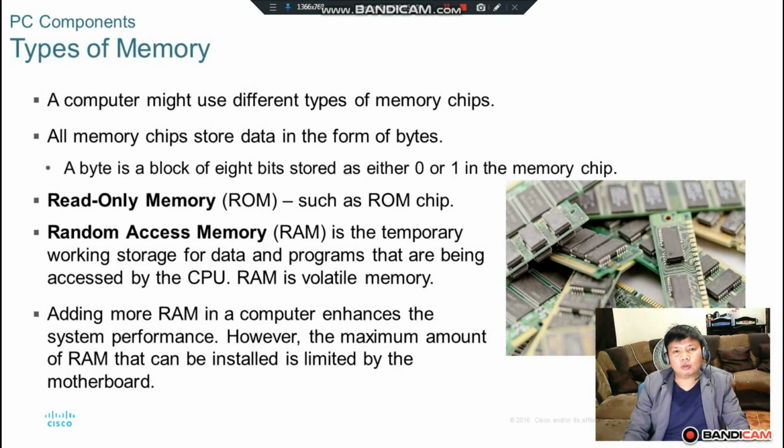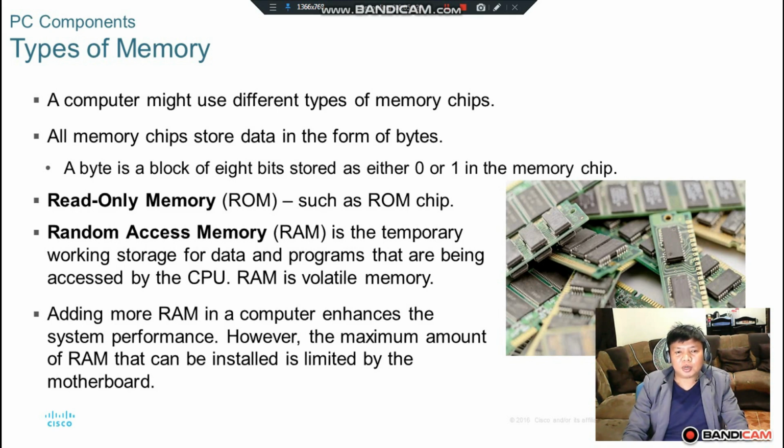Types of memory. A computer might use different types of memory chips. All memory chips store data in the form of bytes. A byte is a block of 8 bits stored as either 0 or 1 in memory chips. The ROM, such as ROM chips. The RAM, random access memory, is the temporary working storage for the data and programs that are being accessed by the CPU. RAM is volatile memory.